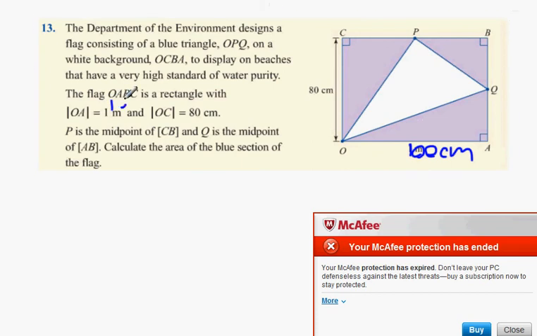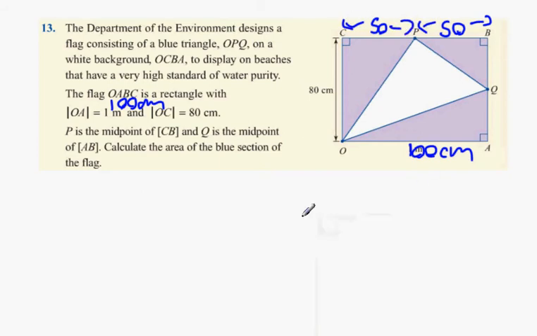P is the midpoint of CB. If P is the midpoint, that makes that 50, and also makes this length here 50. Then Q is the midpoint of AB. That makes this one 40, and the next one here also 40. Calculate the area of the blue sector of the flag.